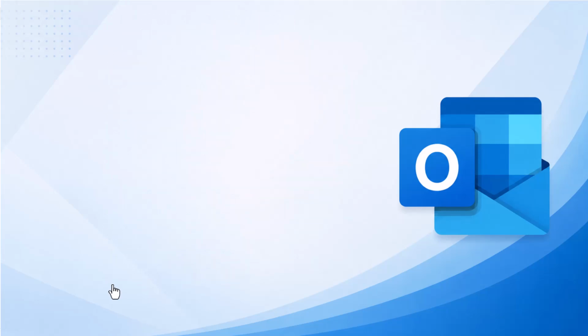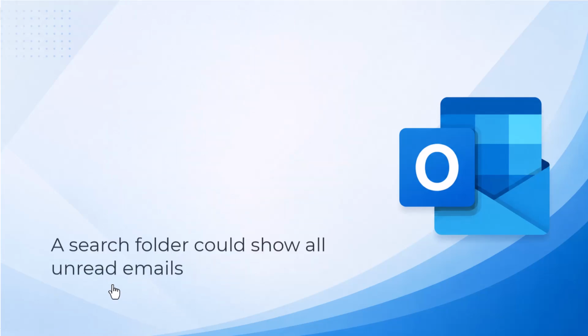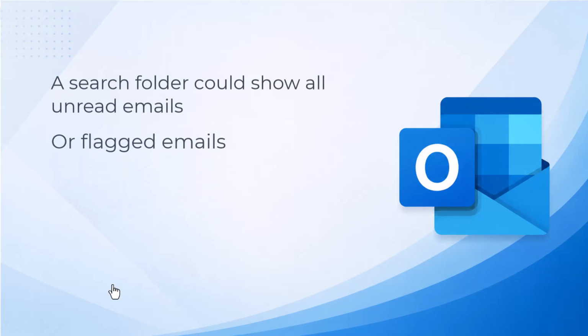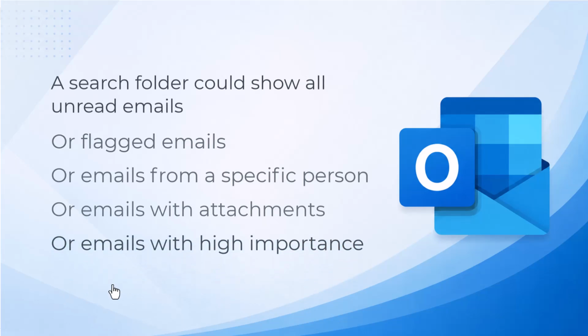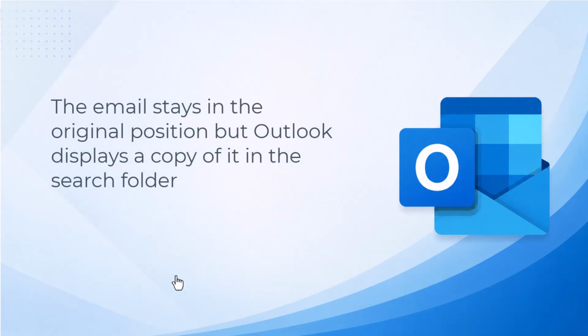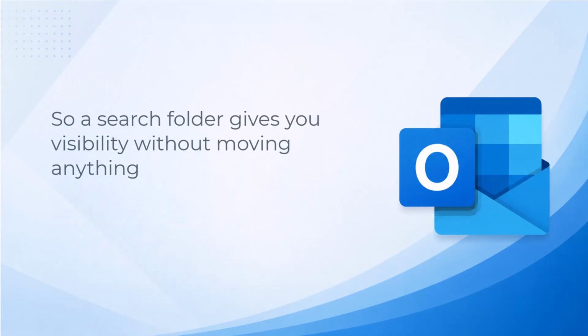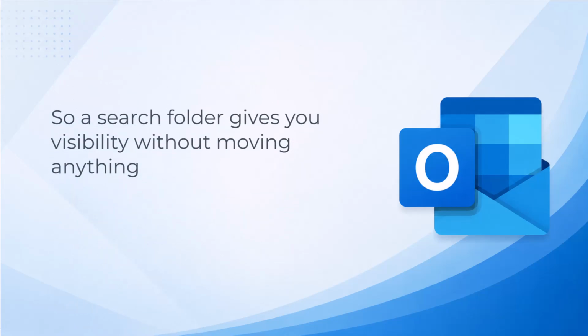For example, you could have a search folder that shows all unread mail, all flagged mail, all emails from a particular person, all messages with attachments, all emails marked with high importance. The email stays in its original position, usually the inbox or another folder, but Outlook also displays it inside the search folder because it matches a certain condition. That means search folders are really useful when you want visibility, not relocation.